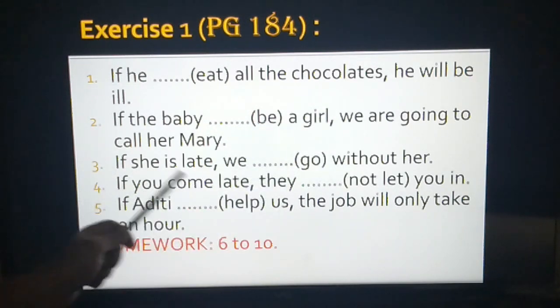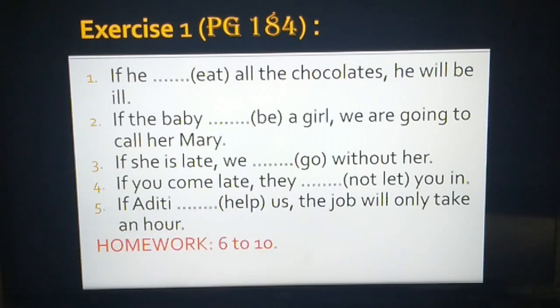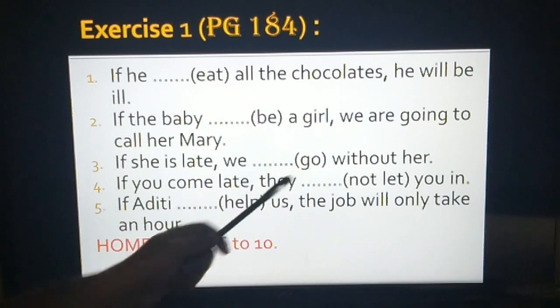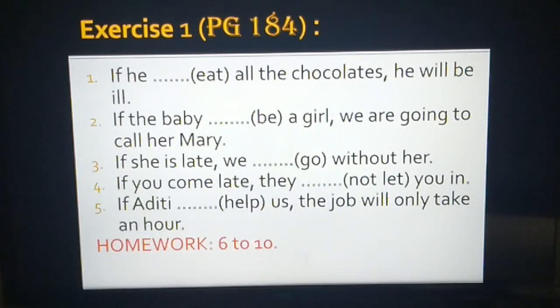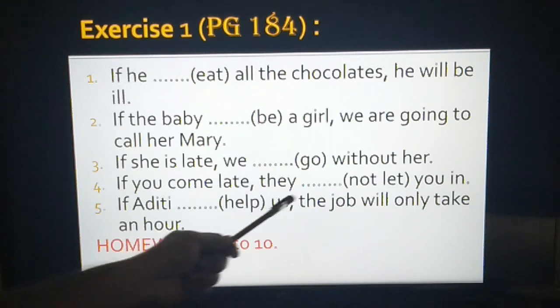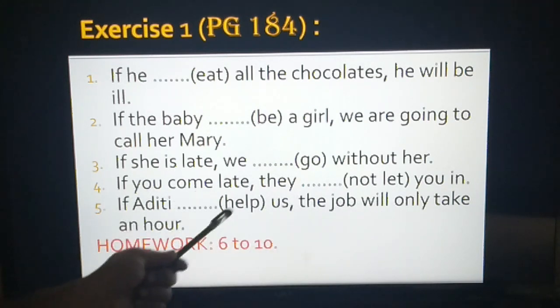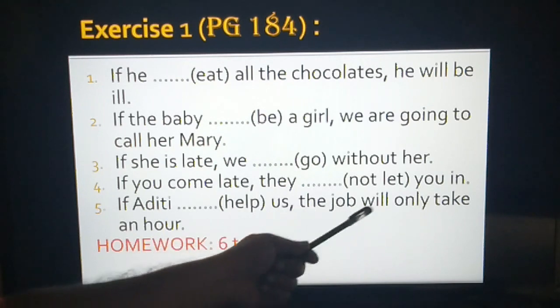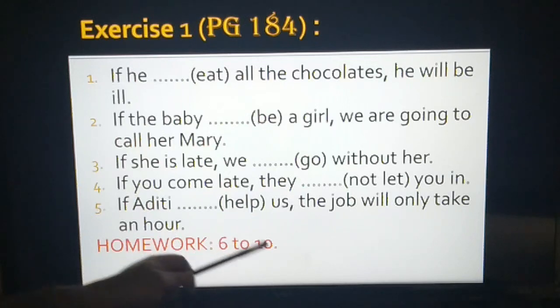Fourth one, if you come late, they dash you in. So according to the rule, we can use will here. If you come late, they will not let you in. And the fifth sentence is, if Aditi dash us, in bracket help, the job will only take an hour. If Aditi helps us, the job will only take an hour. So the remaining ones, 6 to 10, are given as homework.